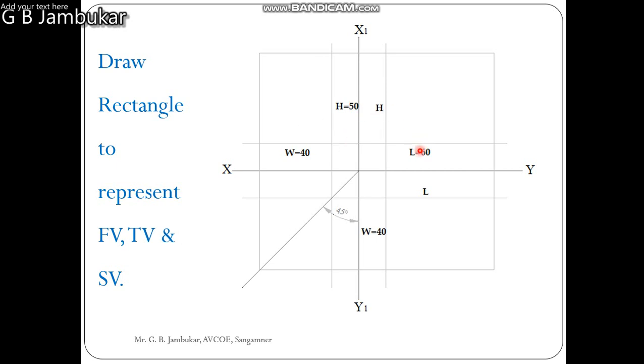Now draw the rectangle with the overall dimensions. We know the length and height to draw the front view. So in this rectangle only the front view will be there. For the top view, length and width. And for the side view the height and width are visible.